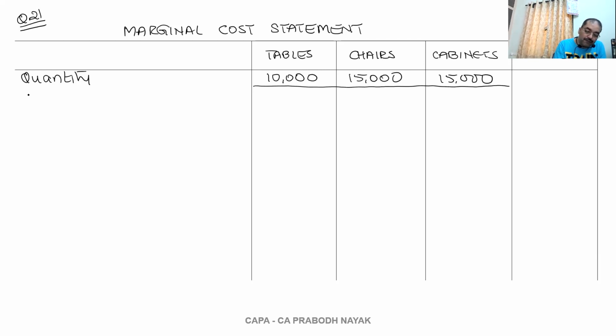Selling price per unit. Why we are doing this? Because we have to see the contribution per unit. We know the profit, but we have to calculate the contribution per unit. Because if I have to take a decision on the additional sale of tables and cabinets, I have to see whether there is contribution.